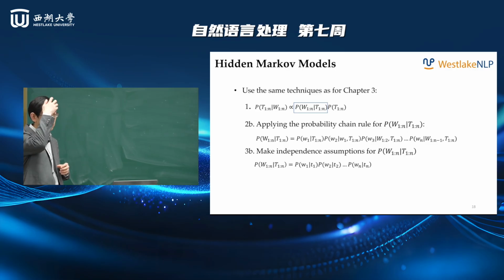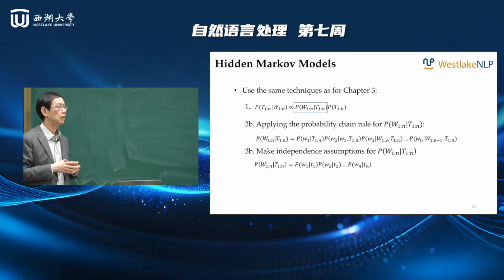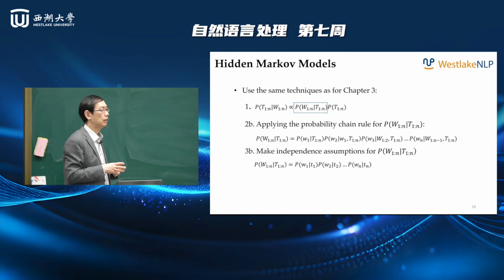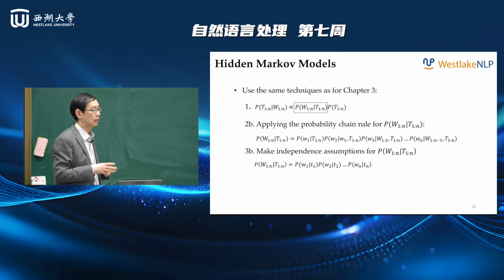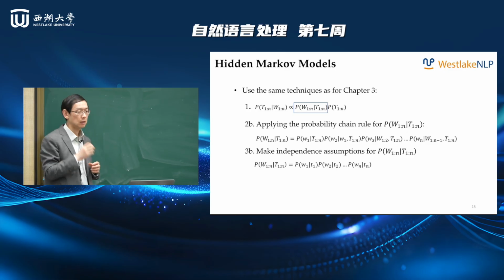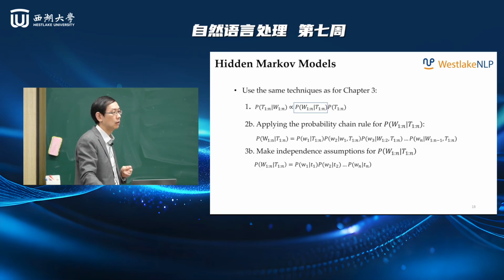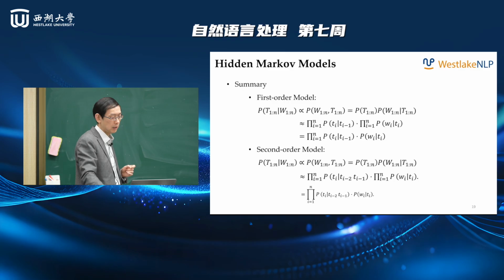And as a result, the word sequence probability will be the product of every word probability given the tag, right? So as I show you in the last equation here. Okay, so this is the word part. And given this word part, and we put the tag part together, we can summarize our model parameterization.